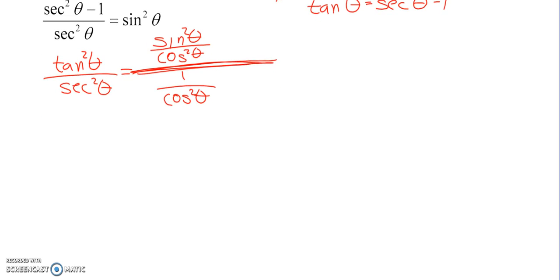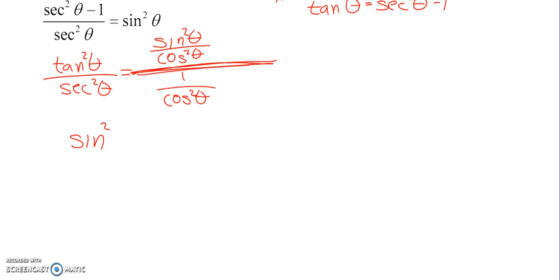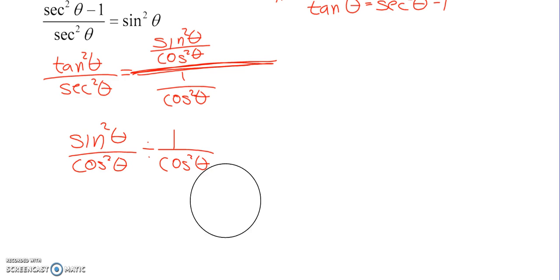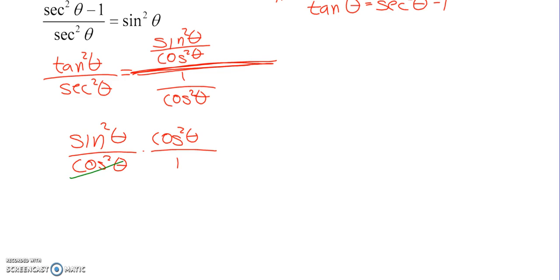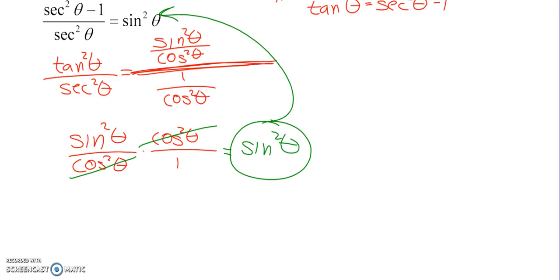So sine squared theta over cosine squared theta, we already know this is a division. But I'm not worried about the division problem. It's a lot easier to multiply by the reciprocal. And if I multiply by the reciprocal, now cosine theta is on top, there's a 1 on the bottom. And now I see a cosine squared on the bottom and a cosine squared on top, and they cancel, leaving me with sine squared theta. And I know I am done because it matches what I looked at in the beginning.